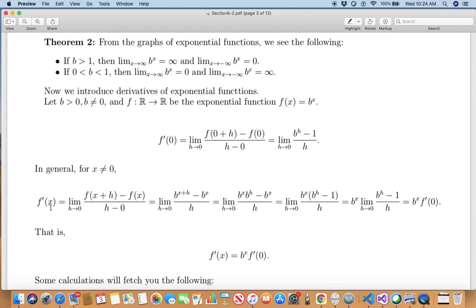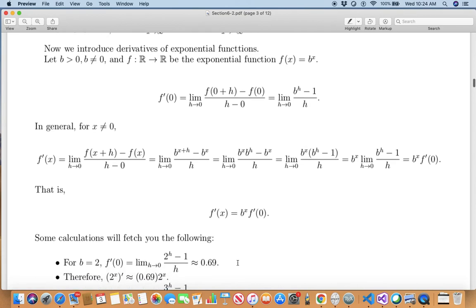f prime at x, the derivative of the original exponential function, equals b power x times f prime at 0. So to find the derivative at x, all you need is to find the derivative at 0. Whatever that number is, that times b power x is your actual derivative.